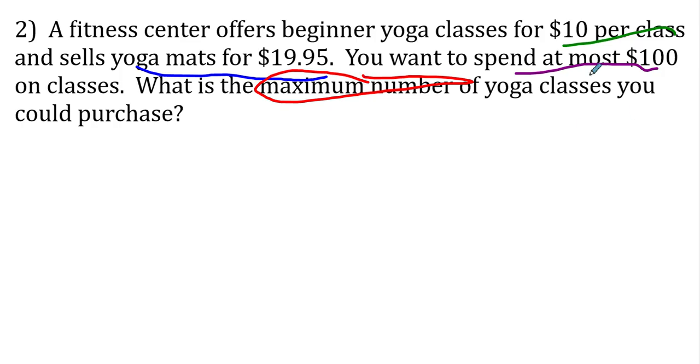So notice how they're saying at most, maximum. Those are our key words to write an inequality. So we're going to set it up the same way, with C being our variable for the yoga classes. So 10C plus $19.95, but it says at most, so I cannot exceed that. So that means I need an inequality symbol. The inequality symbol for at most would be less than or equal to.